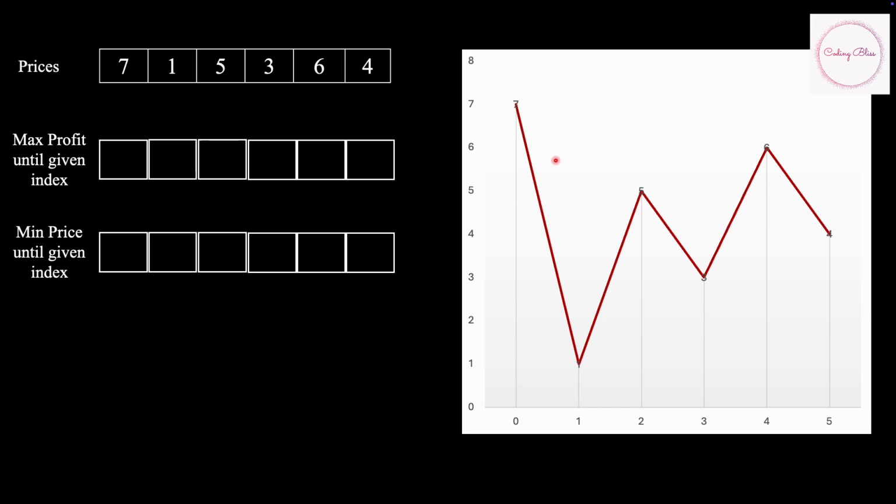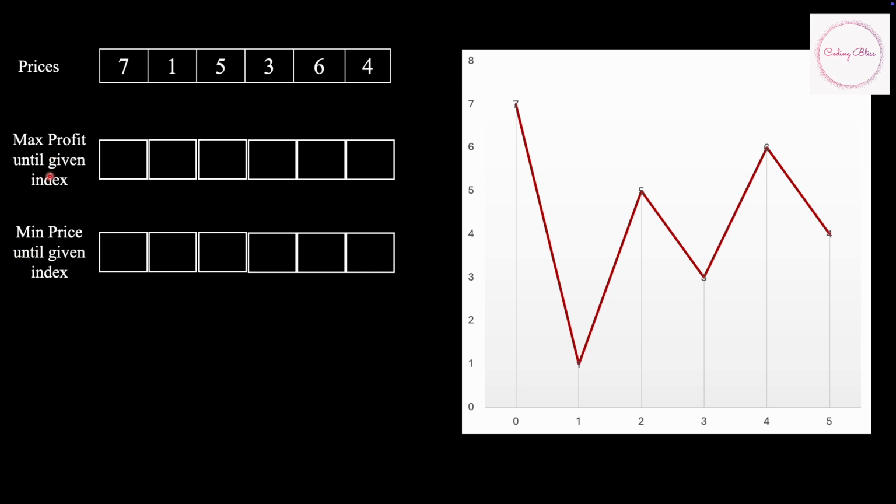So if you see here, given this question, it's very clear that if I bought my stock on the first day, here, and sold it on the fourth day, that would be my maximum profit. I would make a profit of 5. Okay, now let's see how to solve this problem.